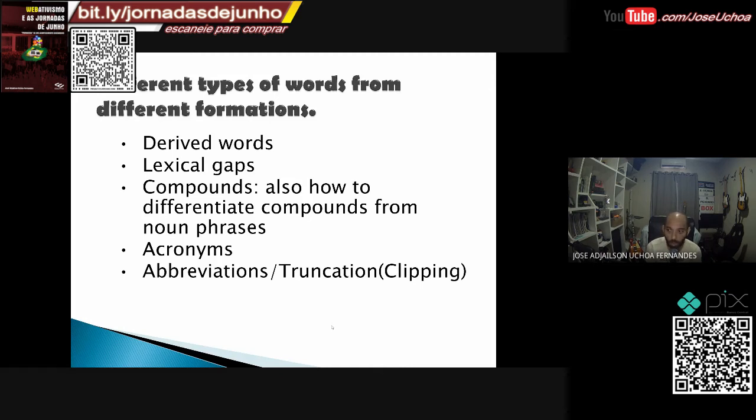Okay. Now, let me see examples of truncation. Some people call television the tele. This is more obviously an abbreviation. Or some people call doctors, how do you call doctors? Doc. This is an abbreviation.